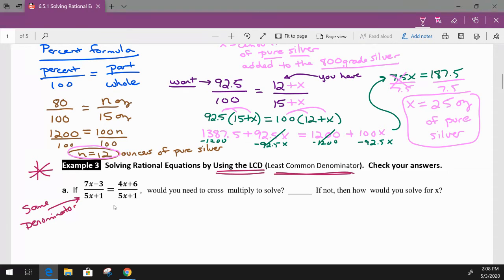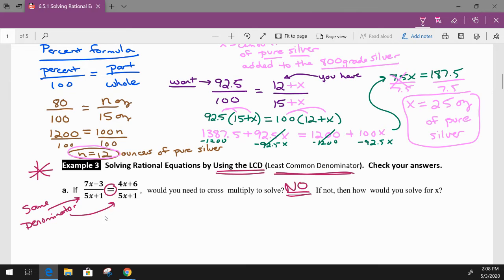So if you have a fraction on the left that's equal to the fraction on the right, and the denominators are the same, do you really need to cross multiply? Well, the answer to that question is a big fat no, you do not. If your denominators are the same, then by the property of equality, the numerators should also be the same because they are equal.